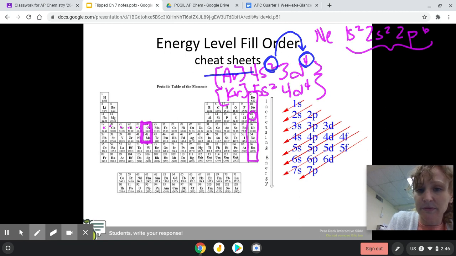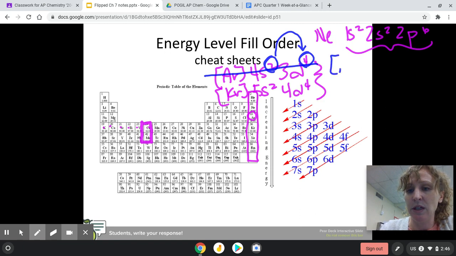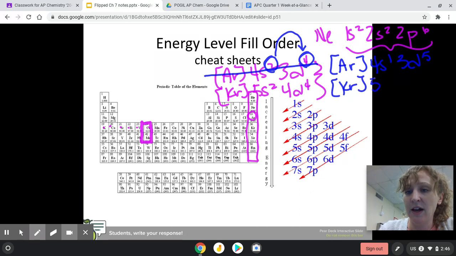And so chromium's, was I saying chromium the whole time? I feel like I was saying krypton. I meant chromium. Okay, so chromium's electron configuration is not what we would predict it to be. It is an exception. It would be Ar 4s1 3d5. And in the same way, molybdenum would be Kr 5s1 4d4. So that's one of the exceptions.